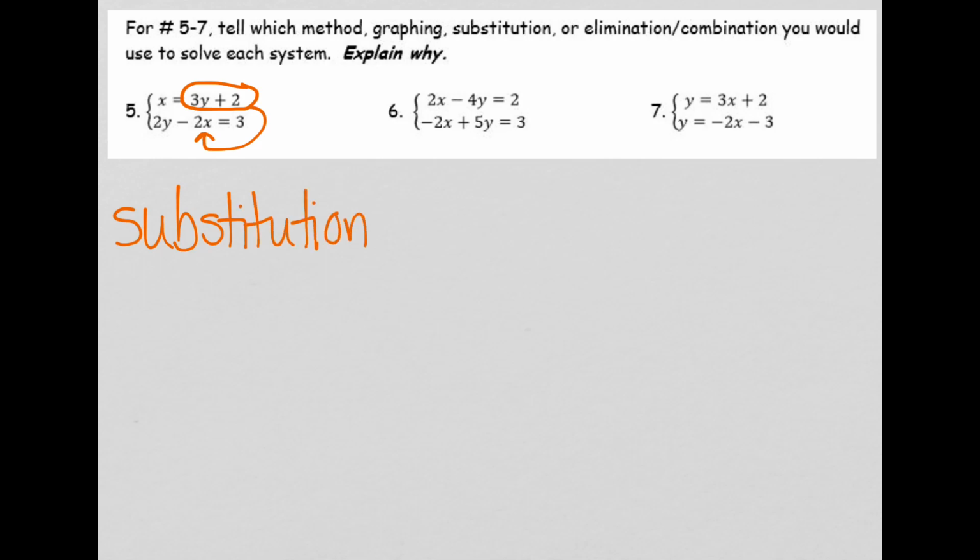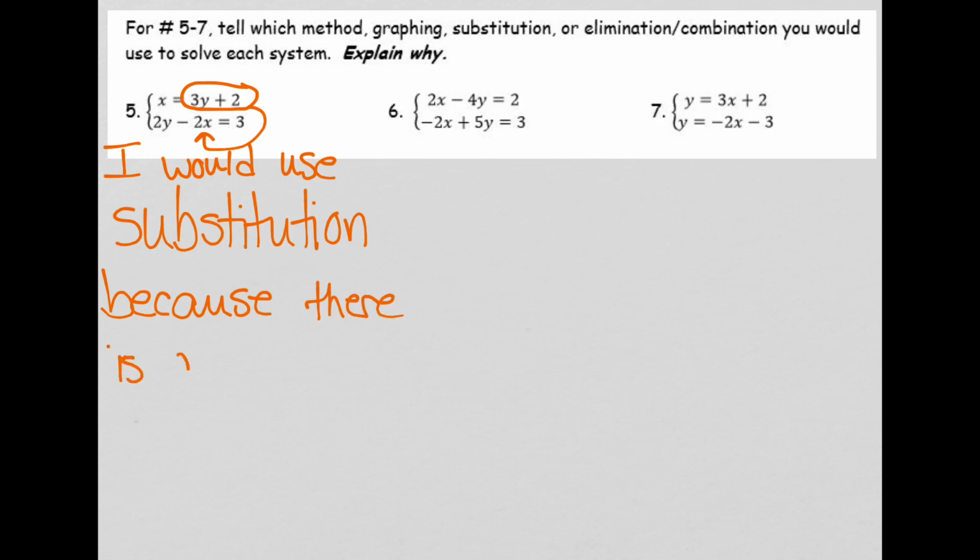On the test, I ask you to explain why using a complete sentence. So I'm going to model that for you. I would use substitution. Why would I use substitution? Because there is an isolated variable. And that's all you need to tell me. If there's an isolated variable, you would use substitution. And on the test, it must be a complete sentence. I would use substitution because there is an isolated variable.